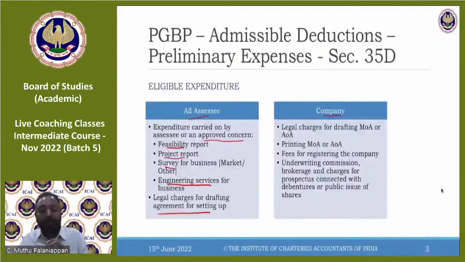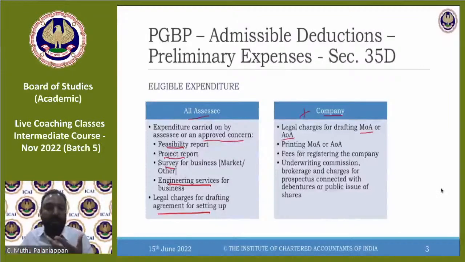But what about companies? In addition to the existing expenditures that we spoke about, please remember, the additional things relate to legal charges, but specifically related to what? Memorandum of association and articles of association. So if someone is charging you for drafting this memorandum or articles, that charge is also preliminary. Why? Because it is incorporation expenditure. While you're setting up a company, you draft a memorandum, you draft articles of association. So it is the setting up of a company.